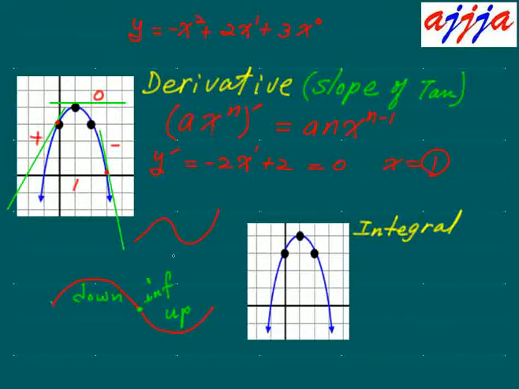But what if we have a complicated curve like this? Like a more complicated cubic. Then how do we find this maximum and minimum value?